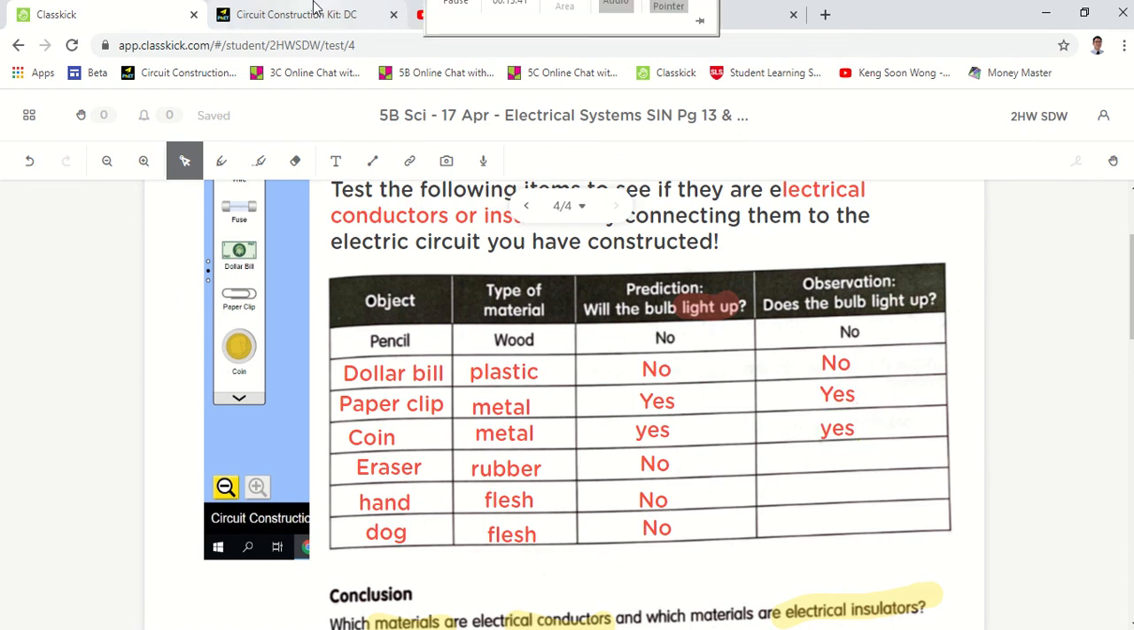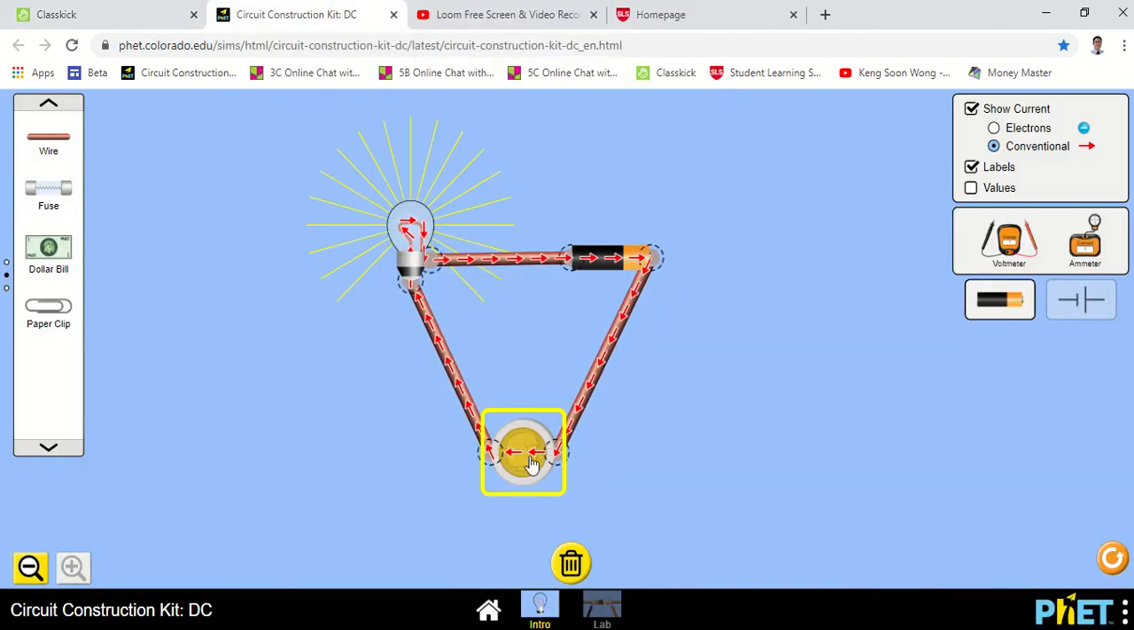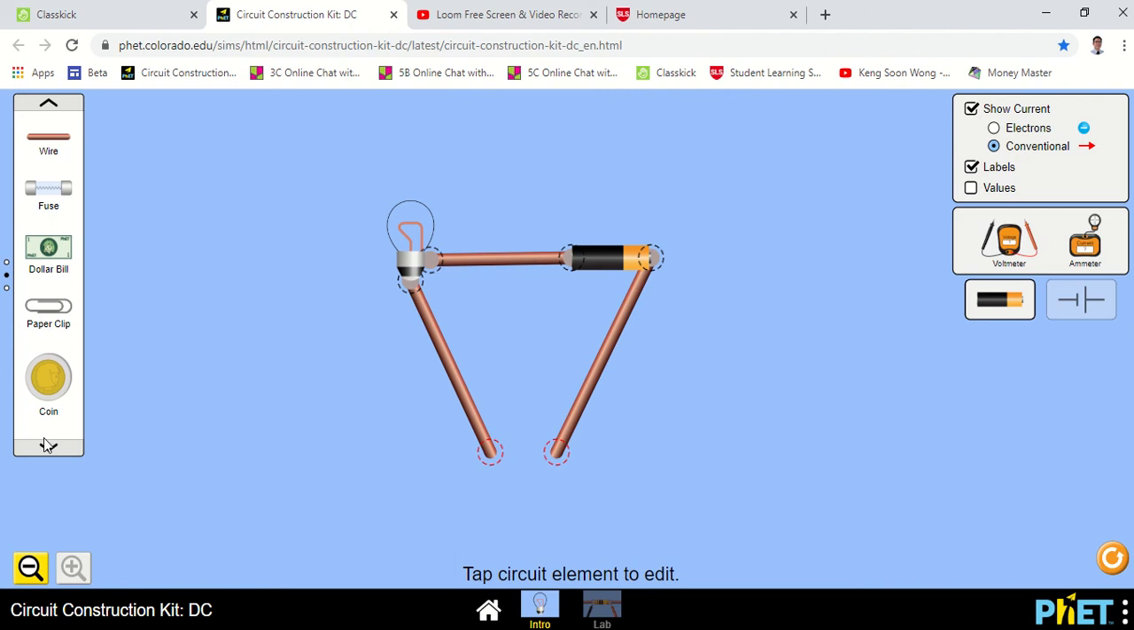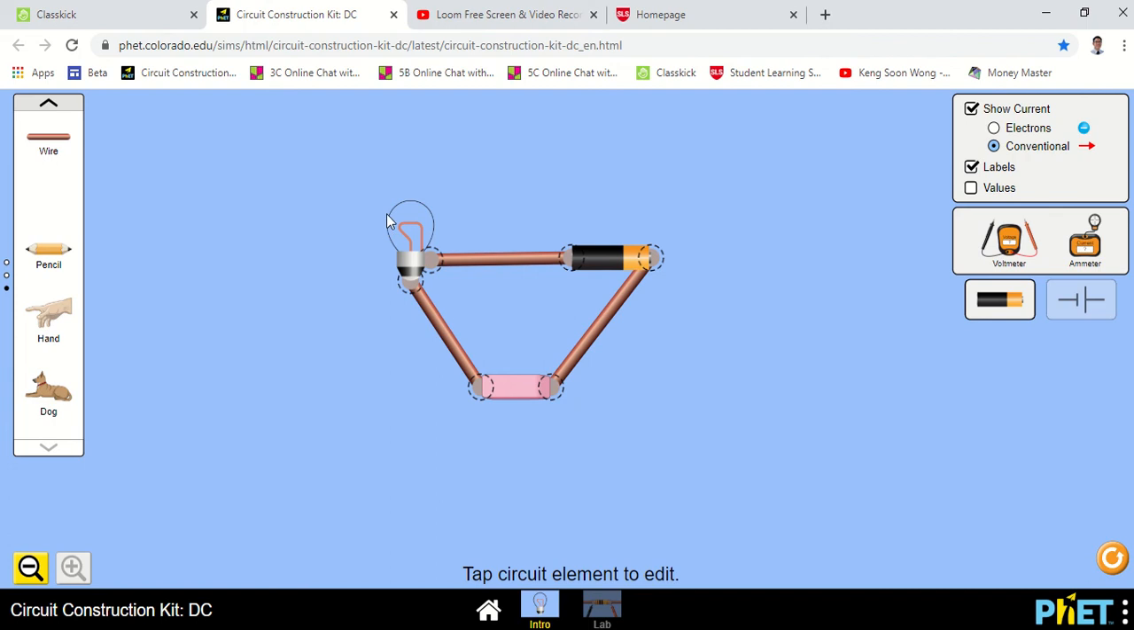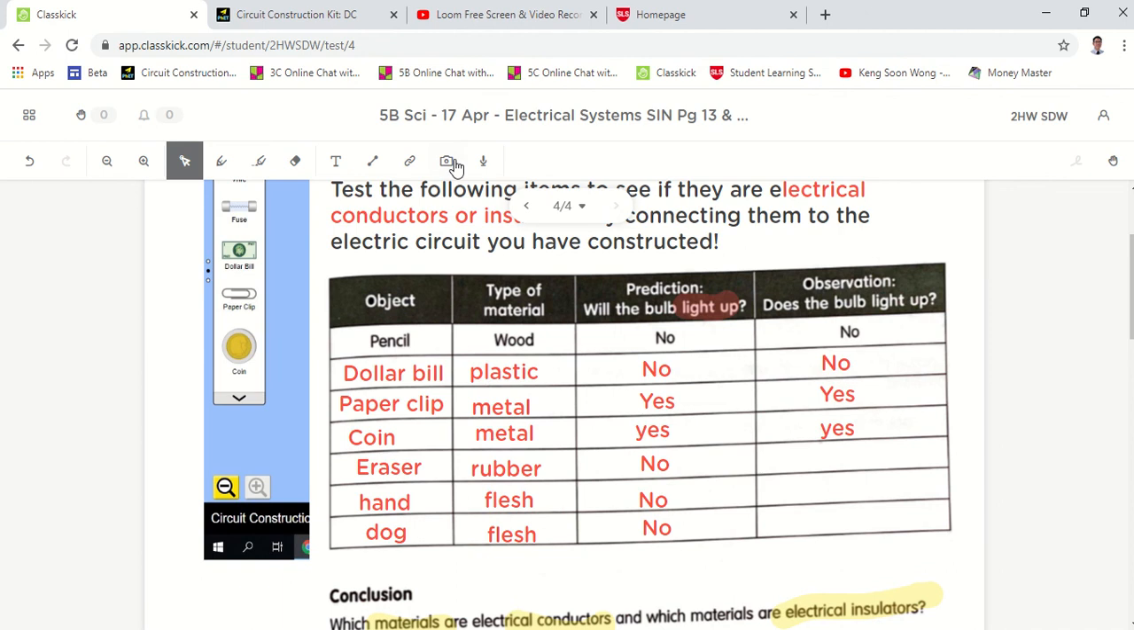Okay, next one, eraser. Okay, eraser, connect to the eraser. Nope, doesn't light up. Why? Eraser is made from rubber. Rubber is an electrical insulator. Does not allow electricity to pass through it. So light bulb will not light up. Therefore, answer to this one is no.